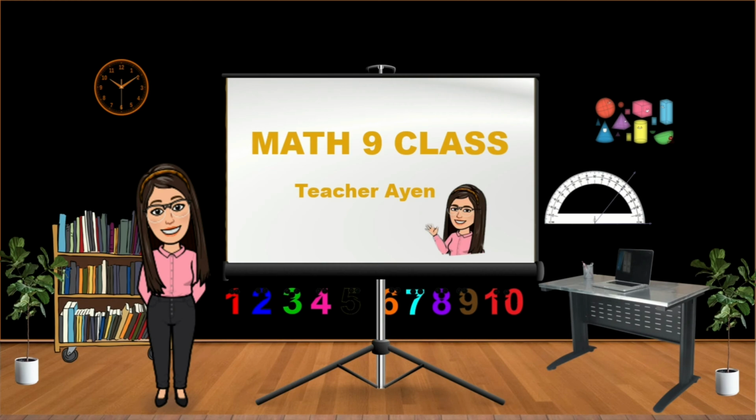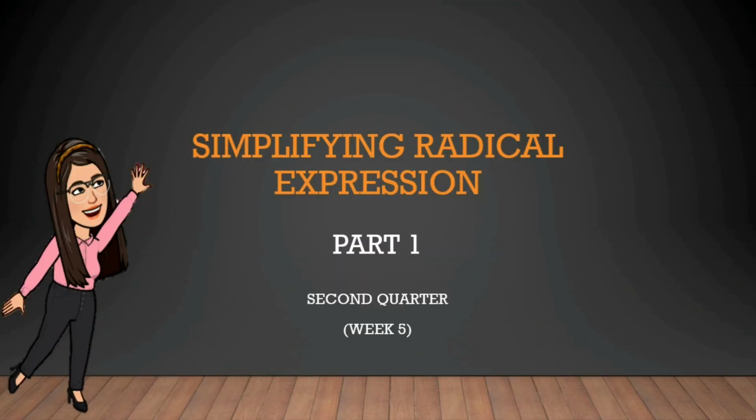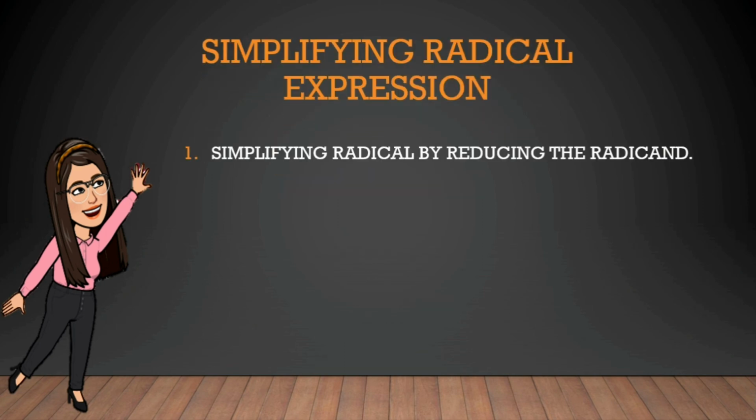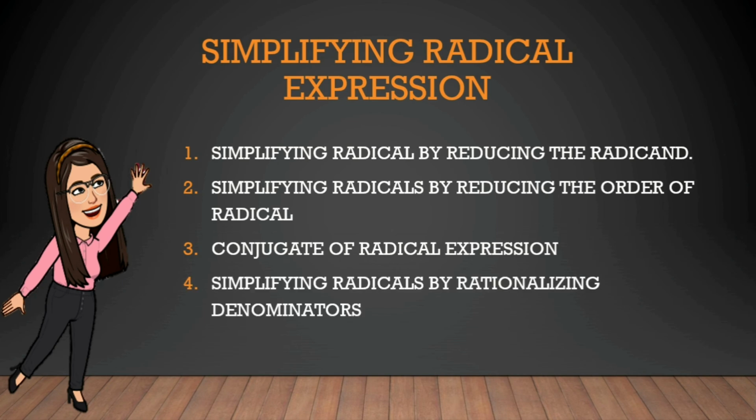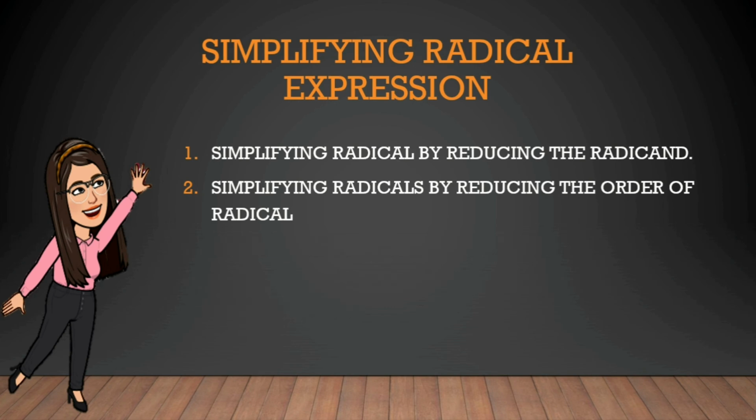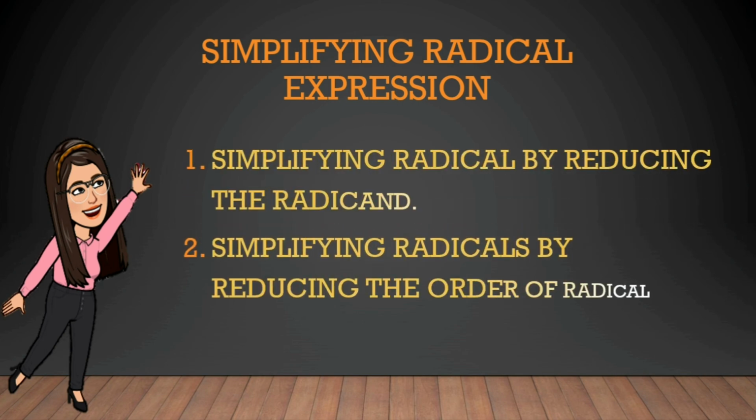For today's video, we are going to discuss part 1 about simplifying radical expressions. This topic has 4 subtopics, namely, first, simplifying radicals by reducing the radicand. Second, simplifying radicals by reducing the order of radical. Third, conjugate of radical expression. And fourth, simplifying radicals by rationalizing the denominators. But for this video, I will discuss first the 2 subtopics of simplifying radical expressions.